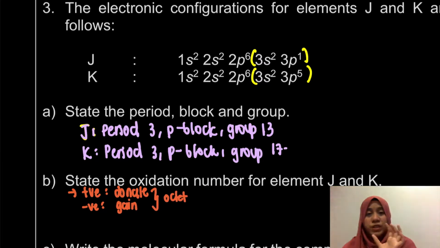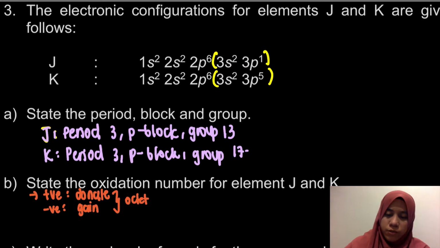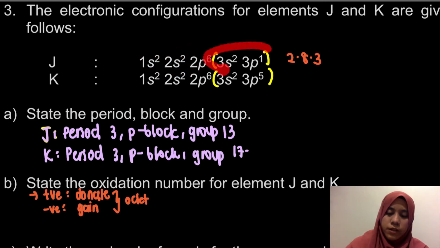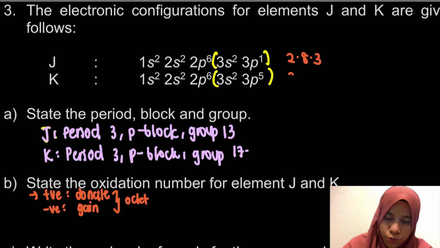In this case, it is easier for you if you write down the electronic configuration the old way, with the dots. So in this case, for J itself, the electronic arrangement is 2.8.3. Again, why 2.8.3? 2 in the first shell, the second shell, n equals 2, has 8 electrons, the third shell has 3 electrons. And for K it is 2.8.7.